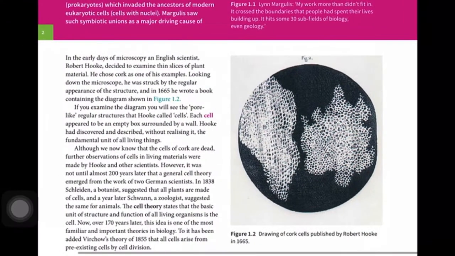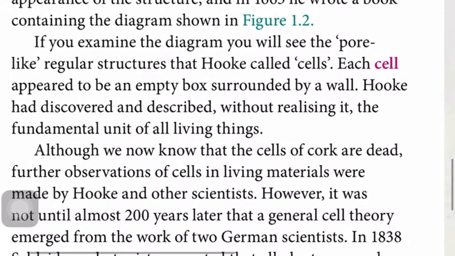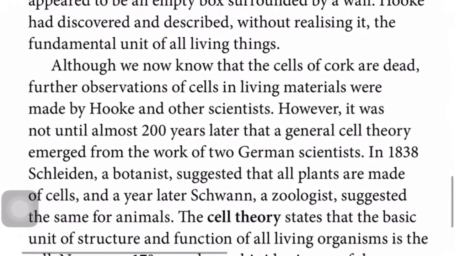So this is the picture that he saw while he was observing the cork tissue. Actually, it was not a cell, it was a tissue, because it was a part under the microscope. If you examine the diagram, you will see the pore-like regular structures that Hooke called cells. Each cell appeared to be an empty box surrounded by a wall. Hooke had discovered and described, without realizing it, the fundamental unit of all living things, which is the cell.